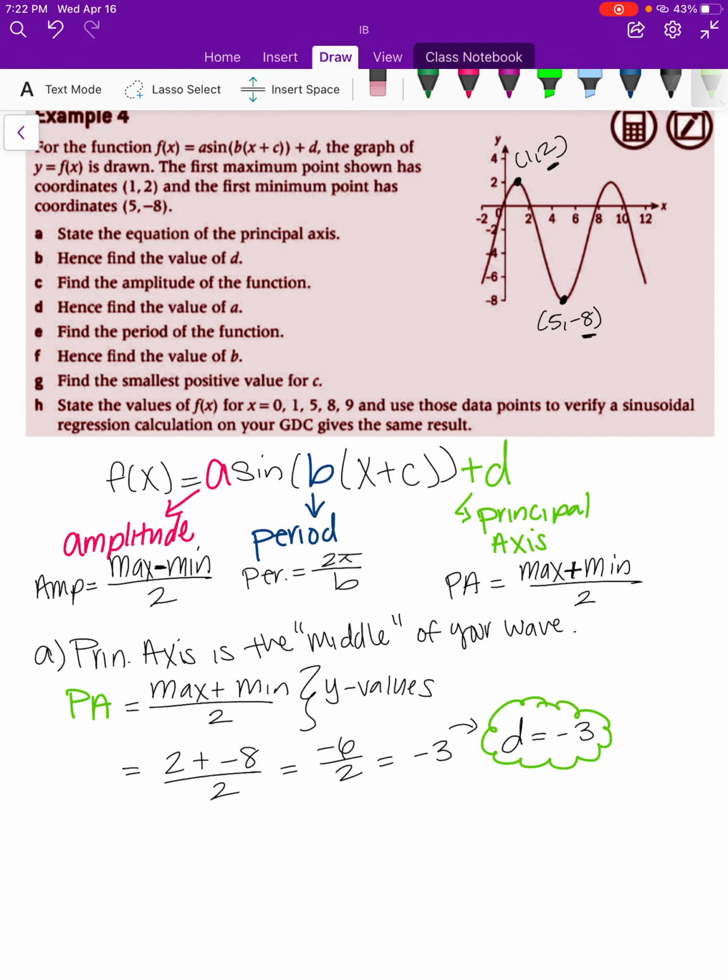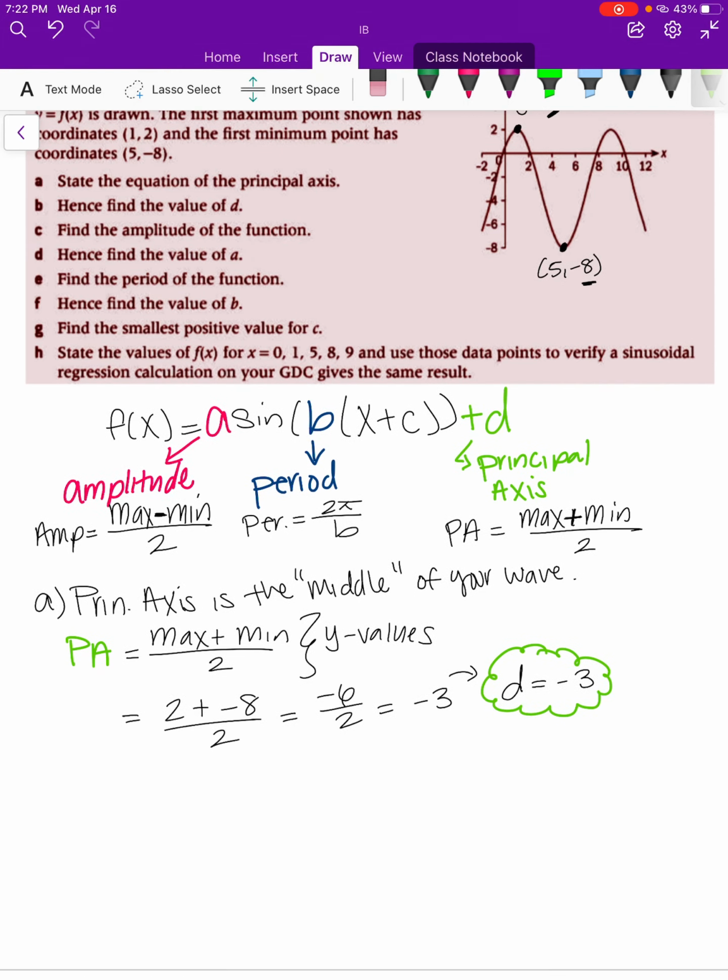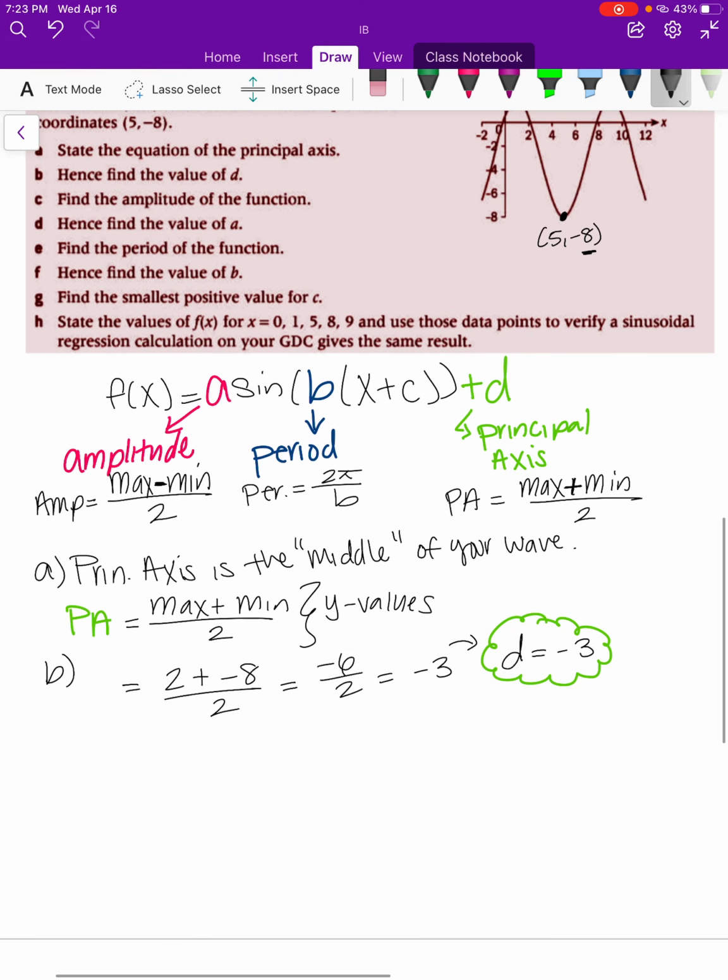So we found our d value, and we actually did two things at once. So they told us, hey, the first part just says state the equation of the principal axis, and then part B says find the value of d. Okay, so we have already done that part. Part C says find the amplitude of the function. So now they want us to deal with the amplitude.